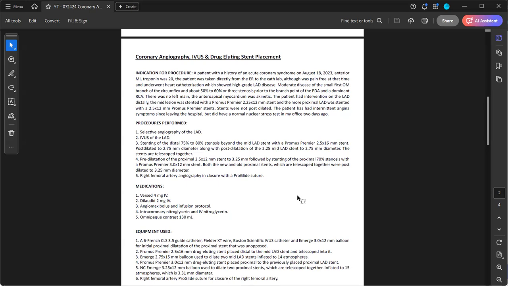When we look at the procedures performed in the list, it mentions selective angiography of the LAD, IVUS of the LAD, and then we see some angioplasty and some stenting occurring as well. So the reason why I opened up with the rules for coding coronary angiography was because I wanted to lay the groundwork before we get into looking at this report to determine whether or not we should report the coronary angiography. So we see that the patient had a prior heart catheterization. So we know that there was a prior diagnostic study.